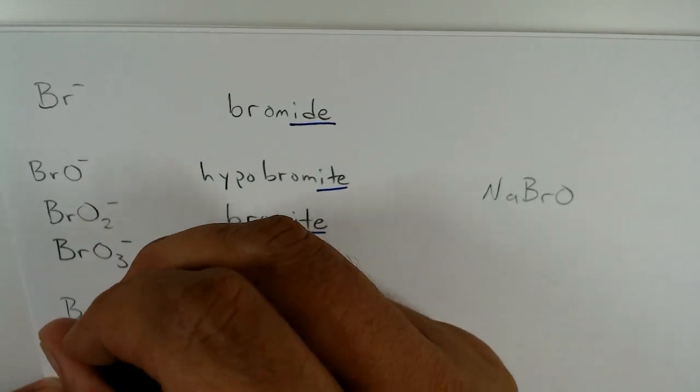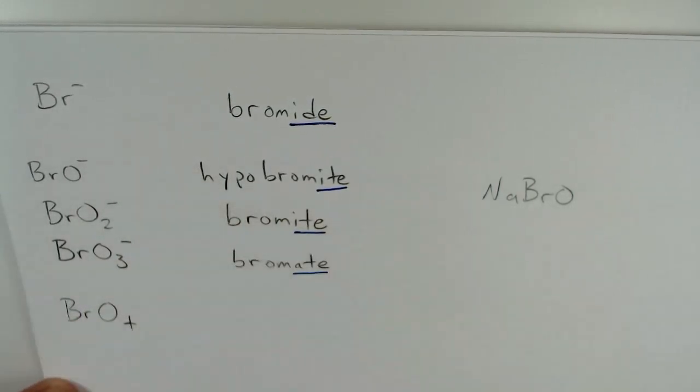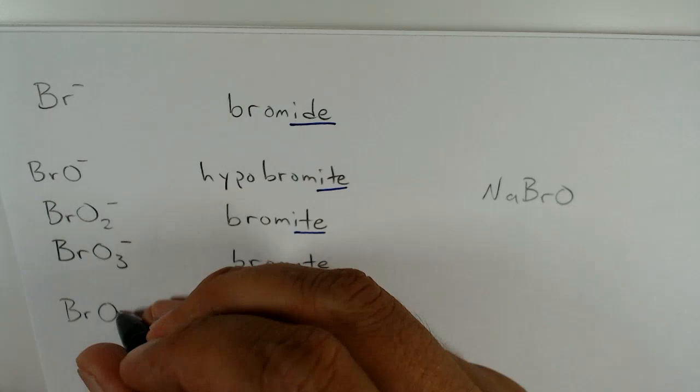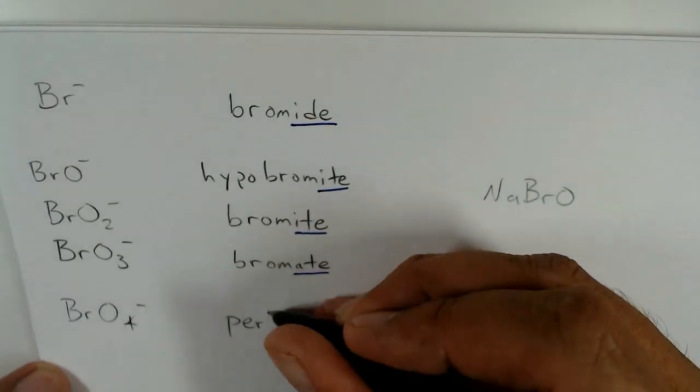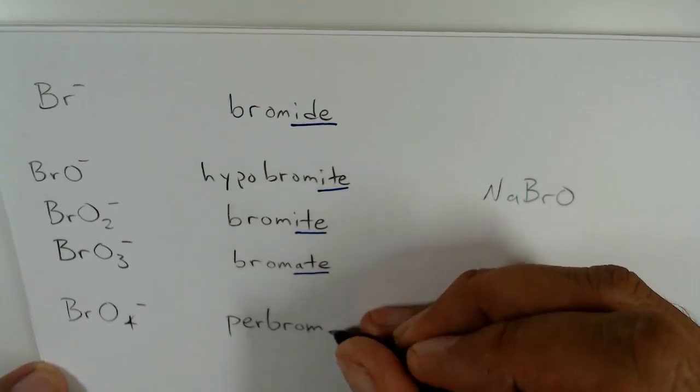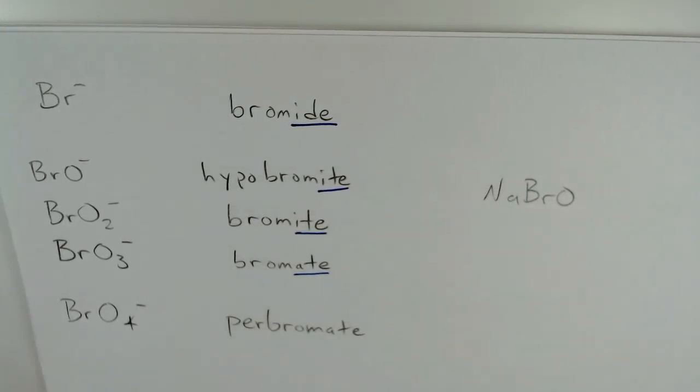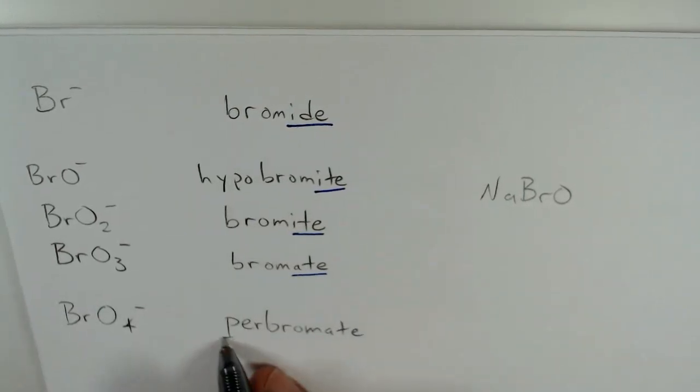All right, last one here is extra oxygen. So relative to this name, we have an extra oxygen, so we call it perbromate. And the per denotes extra oxygens, and ate means it's from the base amount, which is 3.